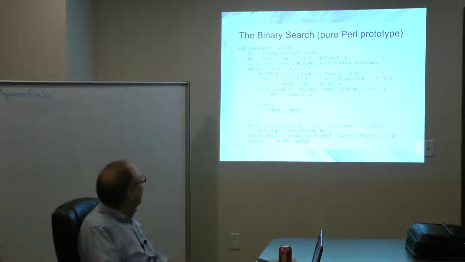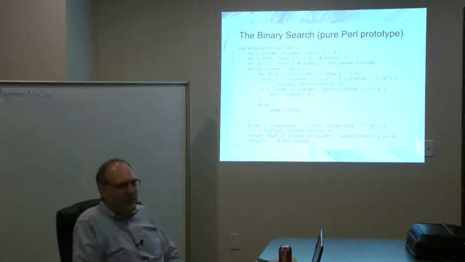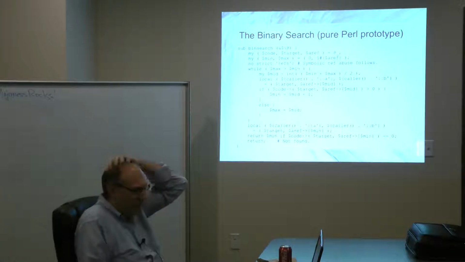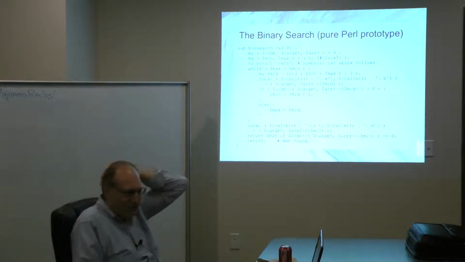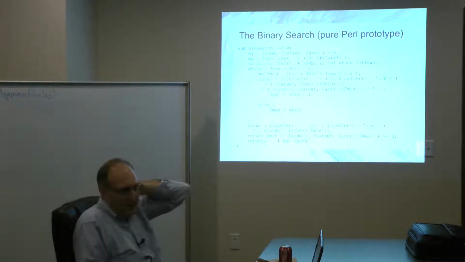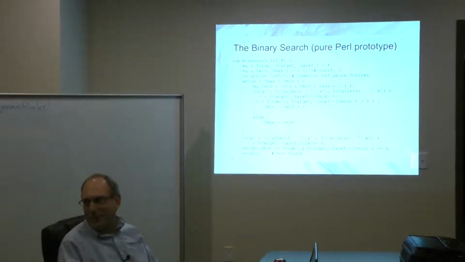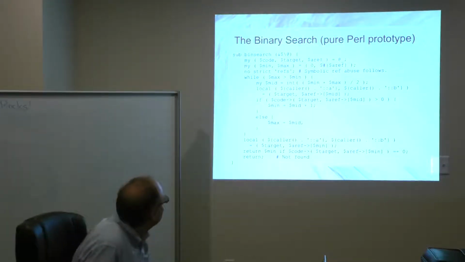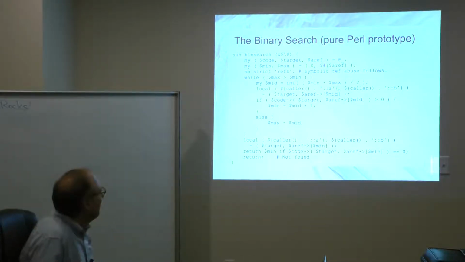Okay, let's look at the binary search. So here it is implemented in pure Perl. This is a stable binary search, so the first element in a list that matches will be the first one returned, versus an unstable binary search which would return, if you've got 3 elements, for example, that are all the same thing, any one of those 3. Here we've prototyped in pure Perl.